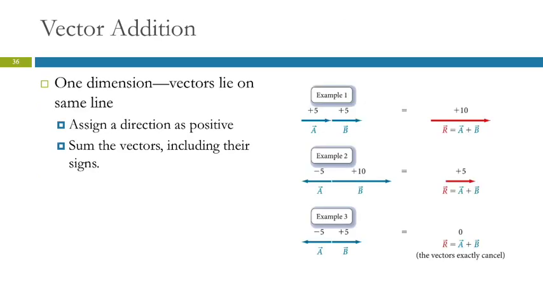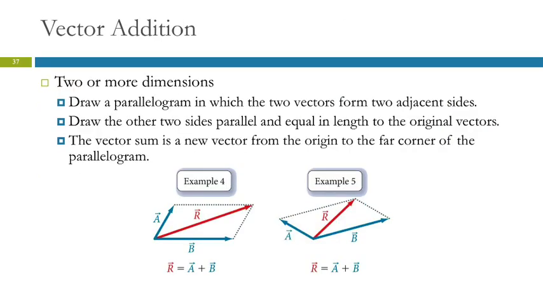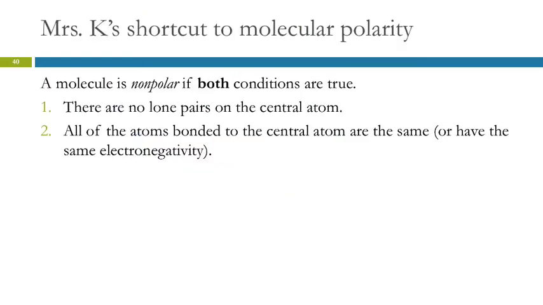So here's the short version. Well, I guess we have to talk about vector addition, but I'm going to give you the short version here first. So here's my shortcuts to molecular polarity. A molecule is nonpolar if both of these things are true. No lone pairs on the central atom. And all the atoms that are bonded to that central atom are either the same type of element or they have the same electronegativity. If that's true, the molecule is nonpolar. If one of those is false, the molecule is polar.